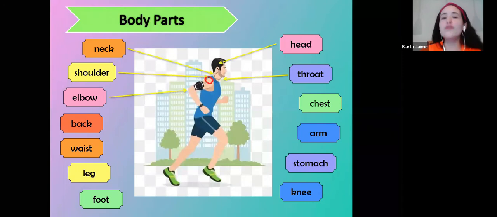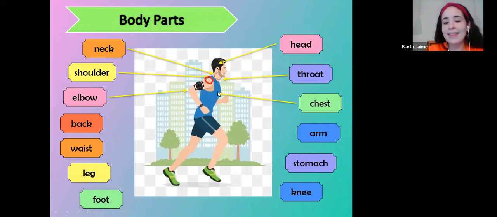Then we have our throat. Our throat is this part. When we get a cold or a flu, our throat hurts, okay? So this is our throat, la garganta, right? Then we have our chest, okay? This part of the body is the chest. This is where you breathe and the oxygen goes right onto your chest and then your lungs, okay? Los pulmones. The lungs are in your chest, en el pecho.